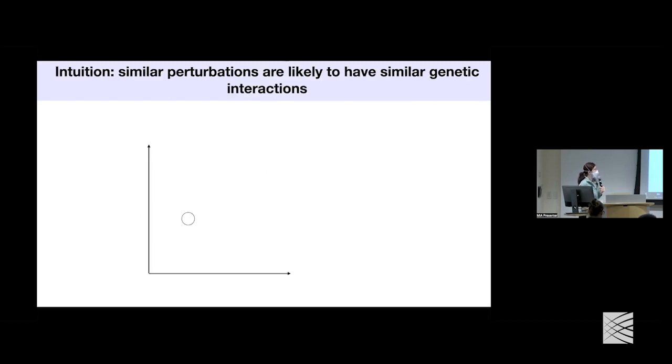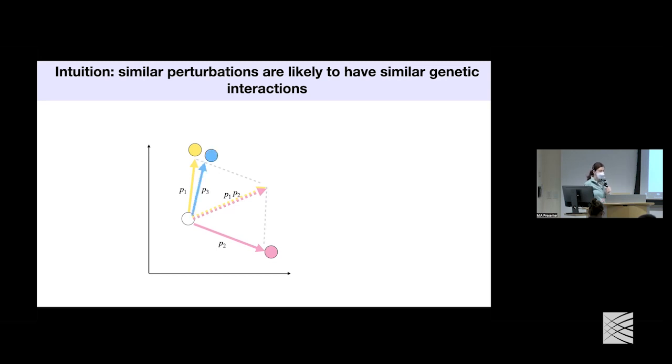Okay, so the intuition is that similar perturbations are likely to have similar genetic interactions. Going back to this again, the latent space, which we're going to talk about in a second, how to get it, but for now let's just assume that we have it. So we have our unperturbed cell, and we have perturbation 1, which goes up, and perturbation 2 in a different direction. Perturbation 1 and 2 together would sort of be the addition of these two perturbations.